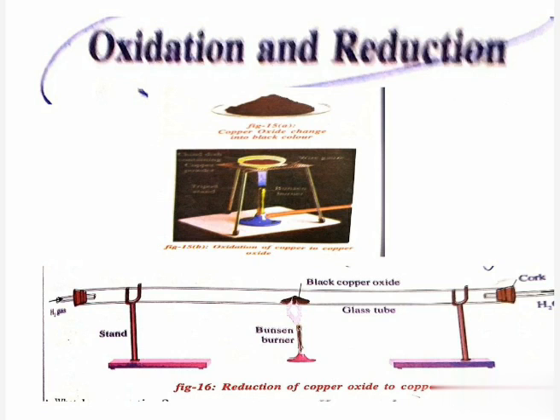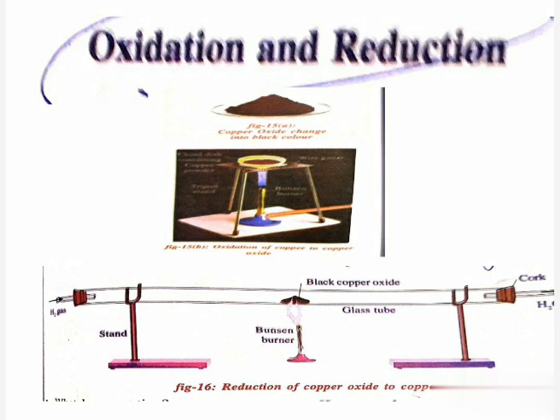When we took this copper oxide powder in a glass tube, heated it with a Bunsen burner, and passed the hydrogen gas, the black coating of copper oxide disappeared and changed into brown color. Why? Because when we pass the hydrogen, copper oxide loses the oxygen from its compound. So in this reaction oxygen is lost. This is one of the examples of a reduction reaction.